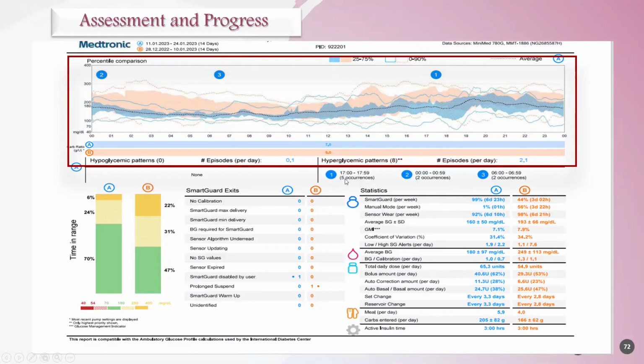So he saw 5 incidents occur over the last 2 weeks between 17:00 and 17:55, so 5 to 6 o'clock p.m. Then another one occurred at midnight, and another 3 occurred early morning, around 6 a.m. So I just guess this may be breakfast. This may be a meal he took at 5 p.m., and this is overnight again.